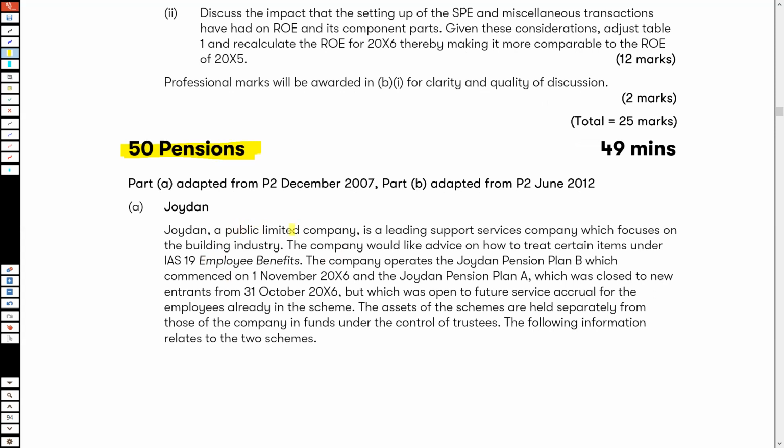It says Joydin, a public limited company, is a leading support services company which focuses on the building industry. The company would like advice on how to treat certain items under IAS 19 Employee Benefits. The company operates the Joydin Pension Plan B, which commenced on 1st November 2006, and the Joydin Pension Plan A, which was closed to new members from 31st October 2006. So there are basically two pension plans, Plan A and Plan B, but Plan A was open to future service accrual for the employees already in it.